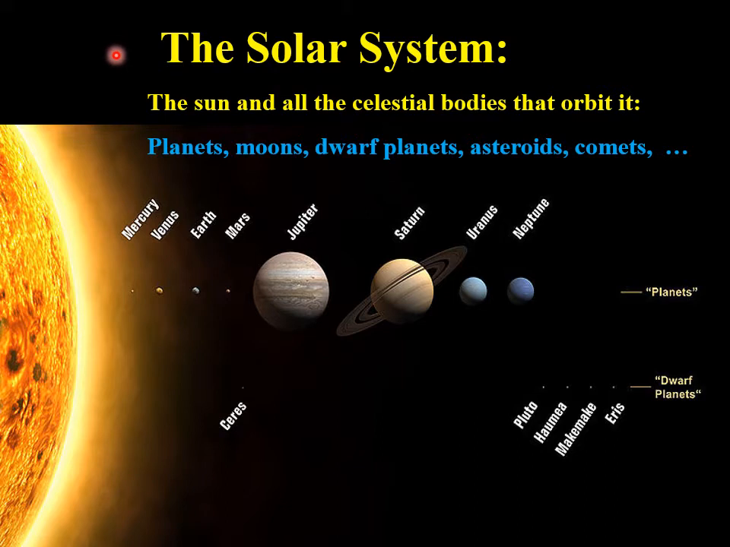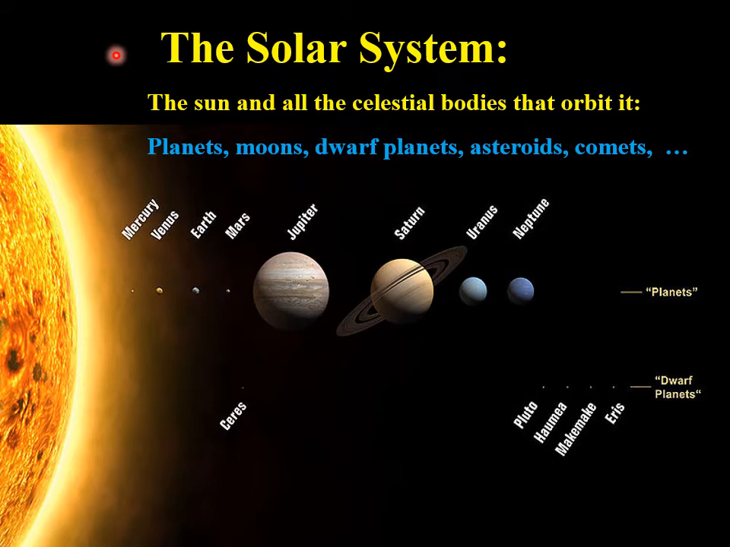So let's start with the basics. What is the solar system? Well, the solar system is the sun and all of the celestial bodies that orbit it. So this includes the planets, their moons, a different classification of planet called dwarf planets, and also things like asteroids, comets, and meteors. And we'll be looking at all of these things in more detail in the various parts of this chapter.